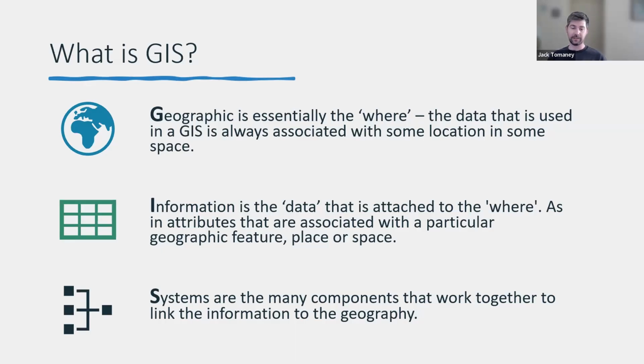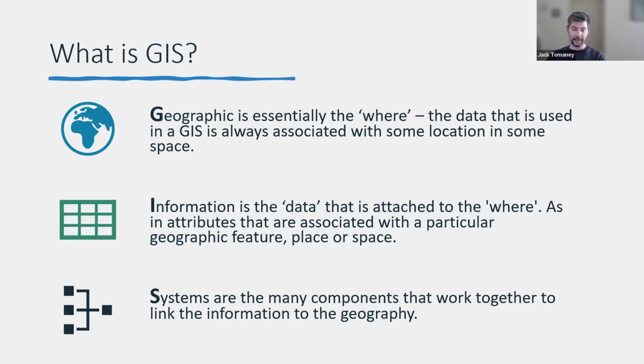The I, or the information component, refers to the informational database that is associated with the where component, or the location. This data is usually in the form of tables or attributes, and it can generally be defined as additional information about the spatial features. This is often characteristics of the spatial features, which can then be used to provide further insights into that given location. So essentially, if the G tells us where something is, the I tells us what that thing is.